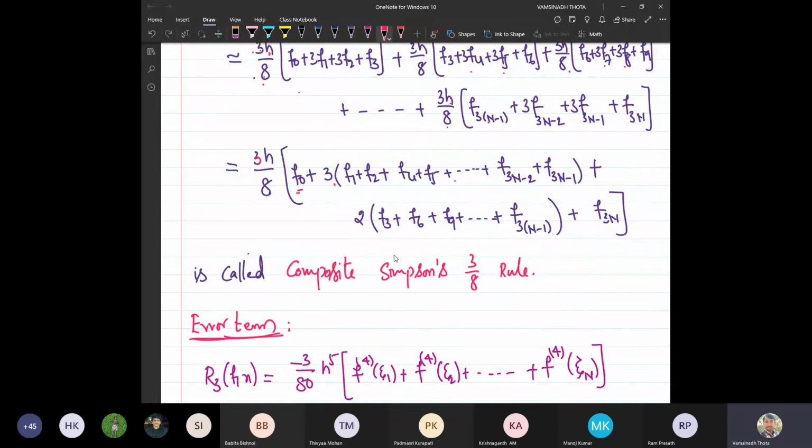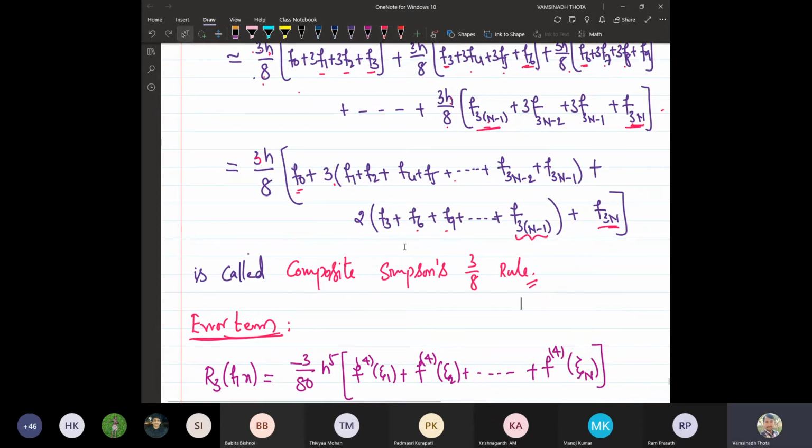Why? Because here f1, f2 they are coming 3 times, but look at f3. f3 comes once here and once here, only 2 times. So that is 2 times f3, and similarly f6 once here and once here, so 2 times f6, and f9 also 2 times f9, up to f3n minus 1 only. But when it comes to the 3n, it is the final point, so we will not get another f3n. It will be only 1 into f3n. So this is what we call the composite Simpson's 3/8 rule.